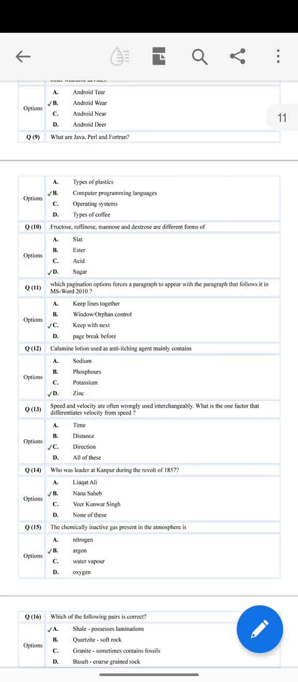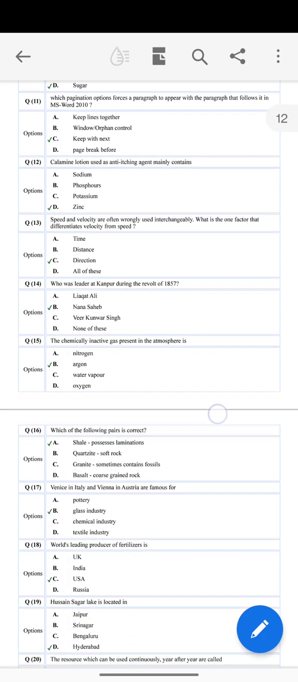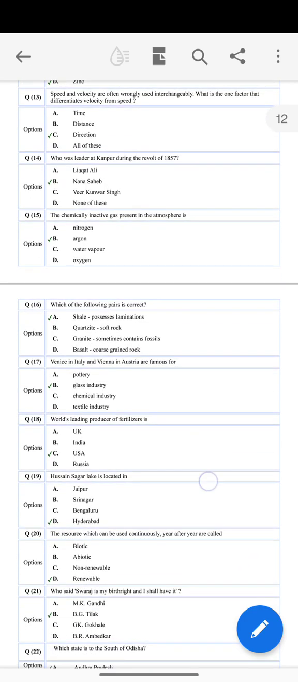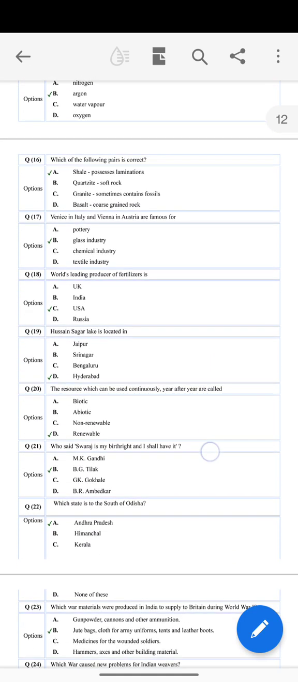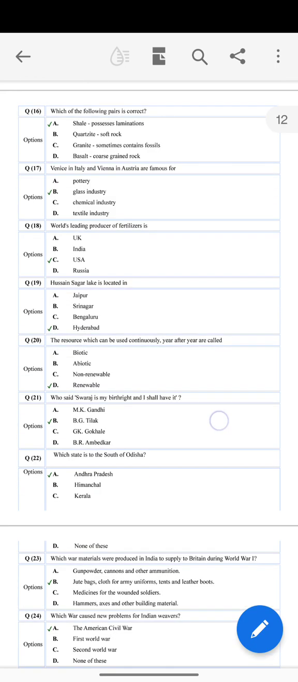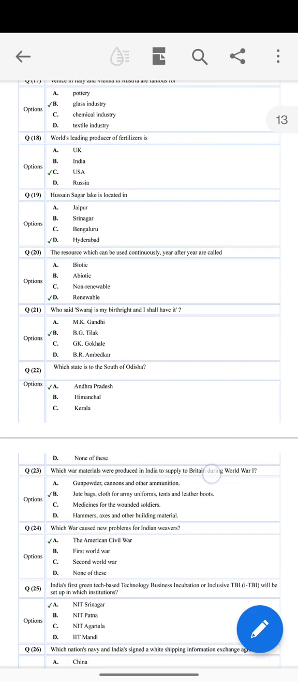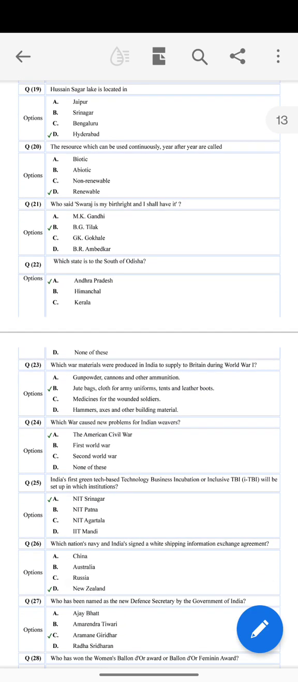Okay, when we move forward, again we have a question. Calamine lotion used as anti-itching agent mainly contained. So this is a question from general science subject. Okay, so all these questions like Venice in Italy and Vienna in Austria are famous from. Okay, so this is a question from general knowledge subject. Again, Hussain Sagar Lake is located in.